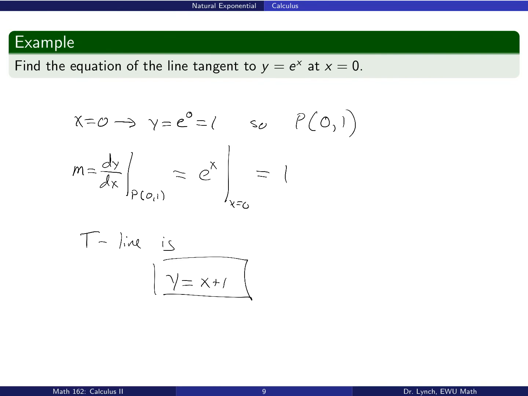As we'll see in a little while, this happens to be a special tangent line, and we'll come back to this later on.